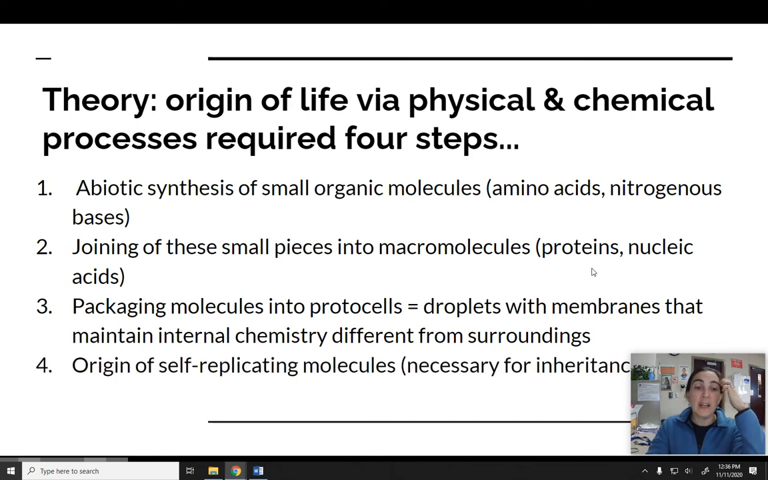And then finally, we need molecules that can self-replicate. Another characteristic of life is reproduction and being able to pass on that genetic information. So we're going to go through each of these 4 steps, starting with the formation of those smallest organic molecules.